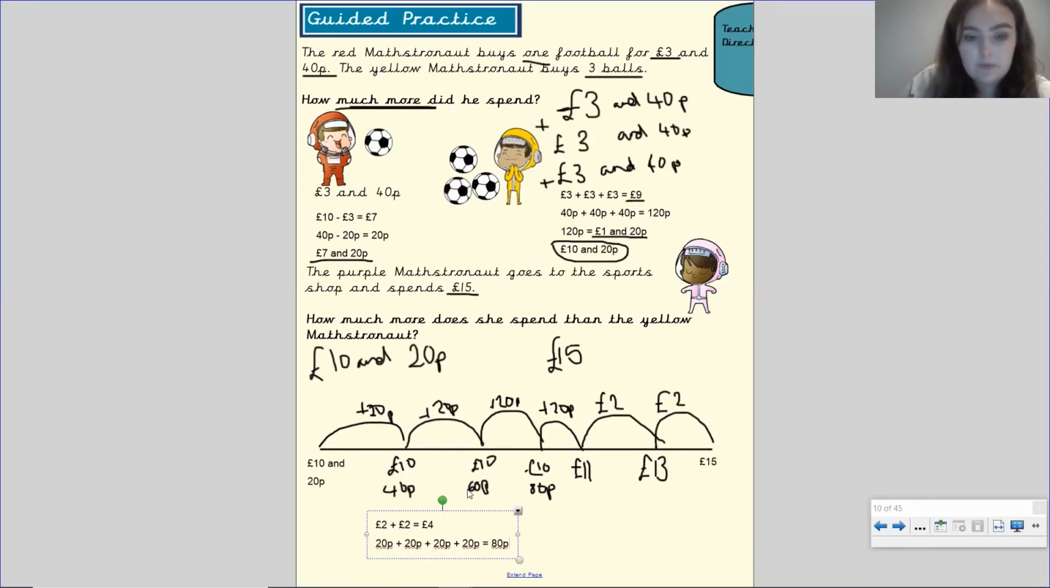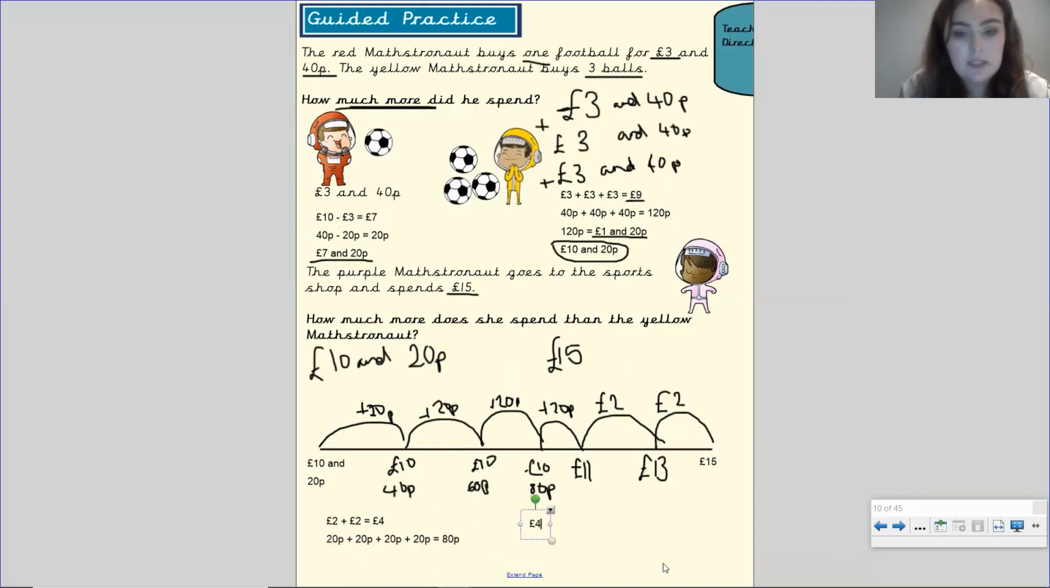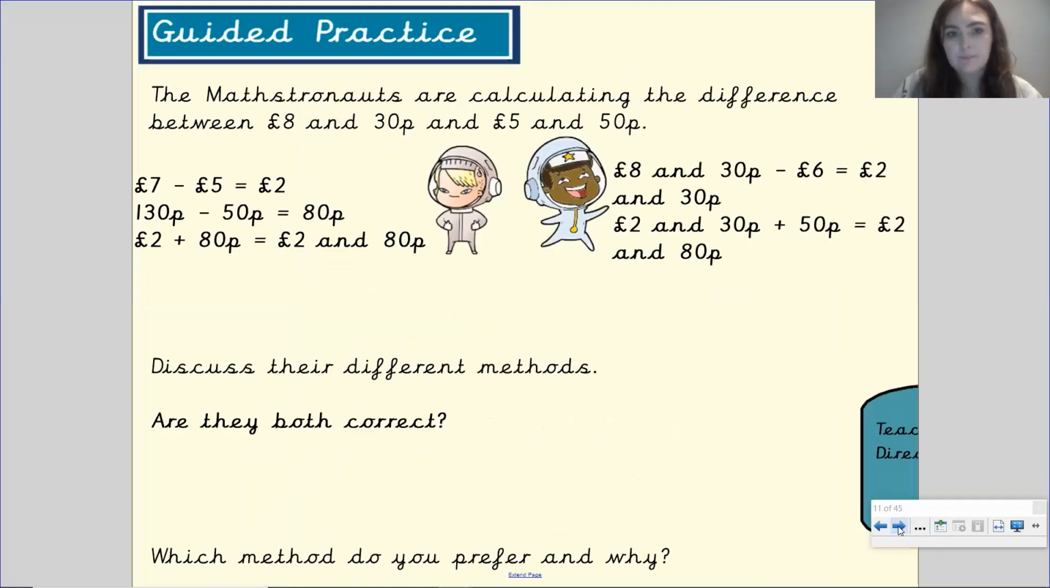Then we add them both together. And the difference is £4.80. So there you go. That's how we could have worked that one out.